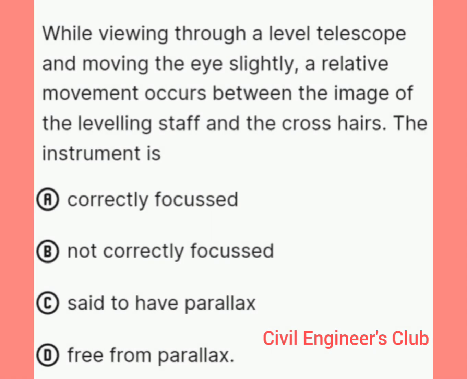Next question, while viewing through a level telescope and moving the eye slightly, a relative movement occurs between the image of the leveling staff and the crosshairs. The instrument is option A, correctly focused, option B, not correctly focused, option C, said to have parallax, option D, free from parallax. Here the correct answer is option C, said to have parallax.